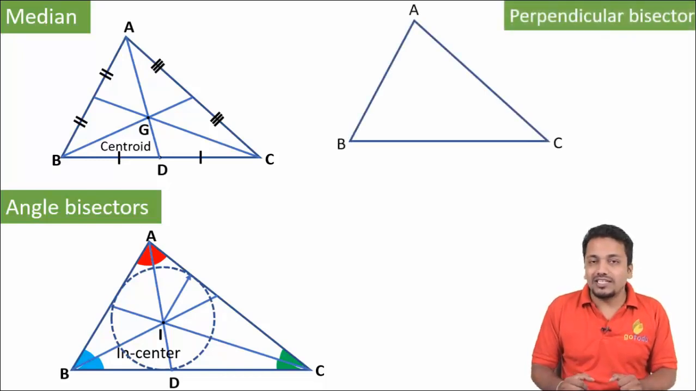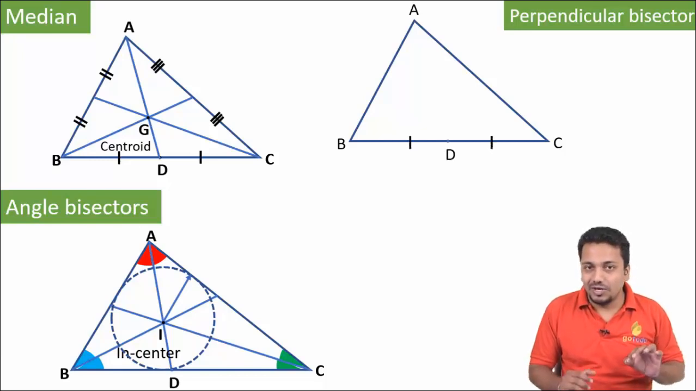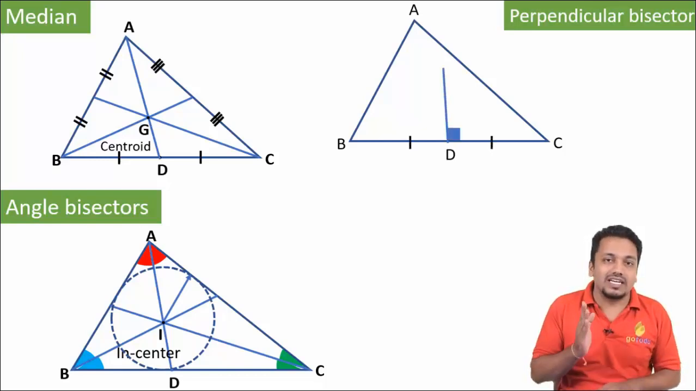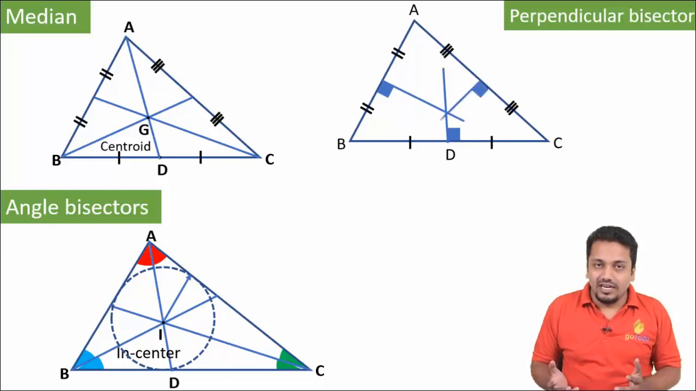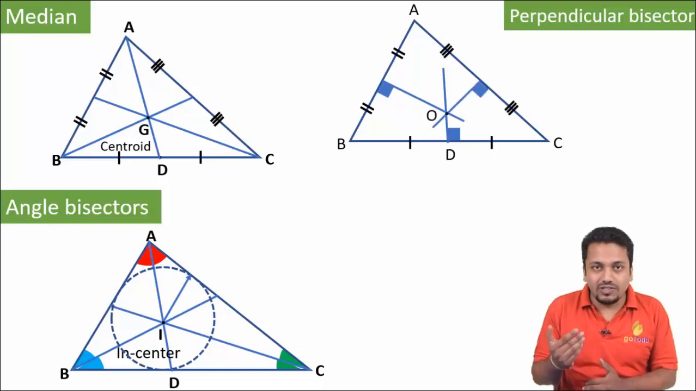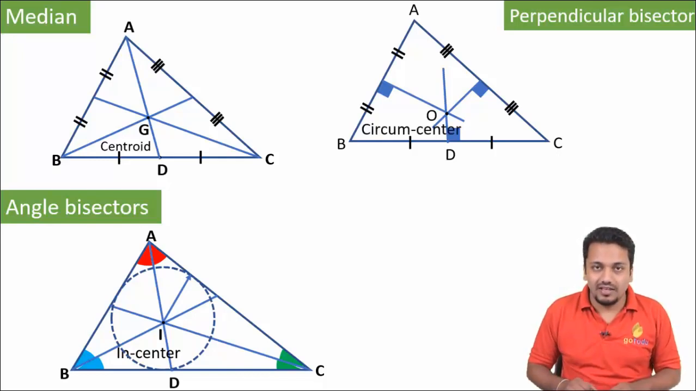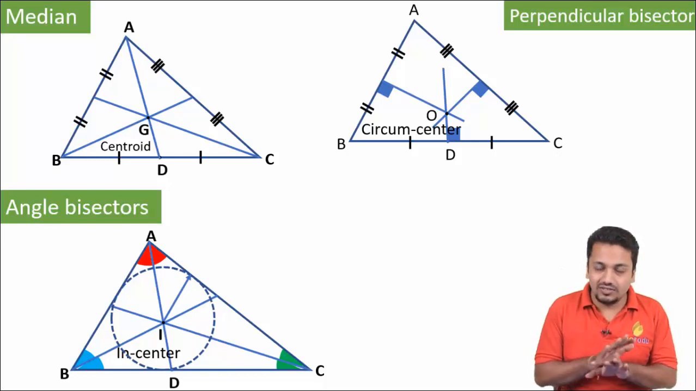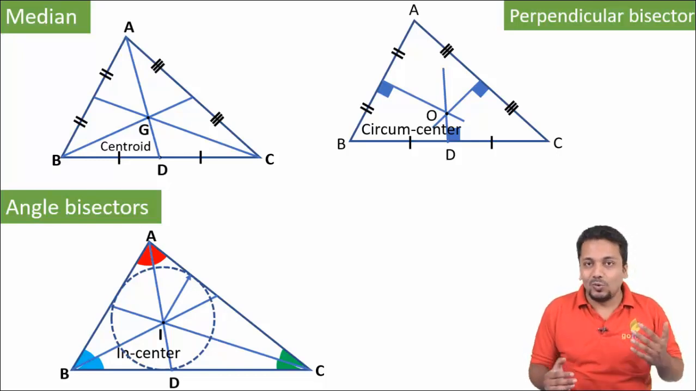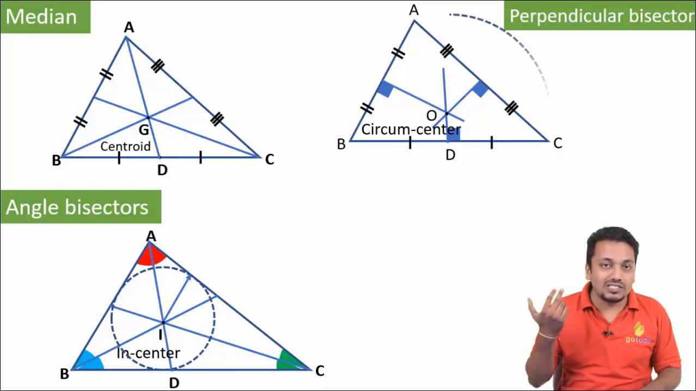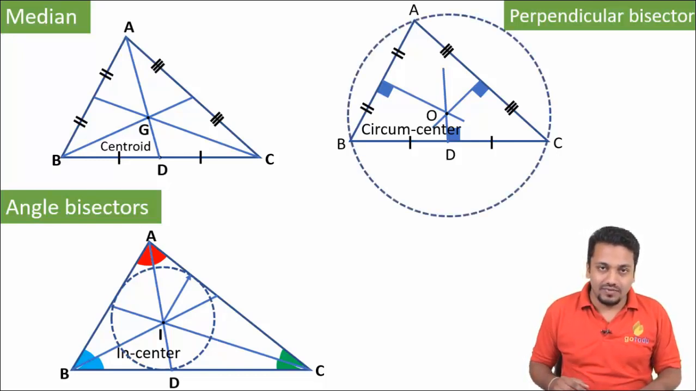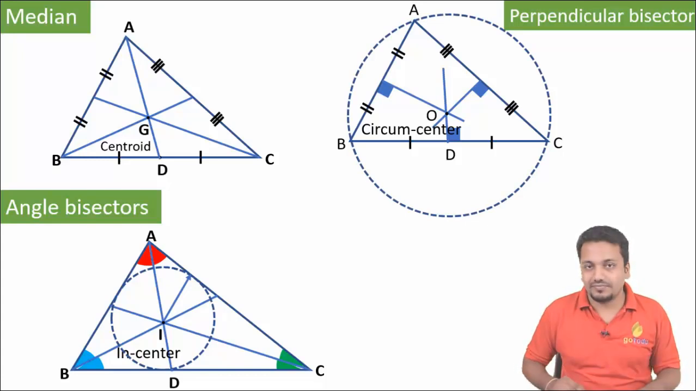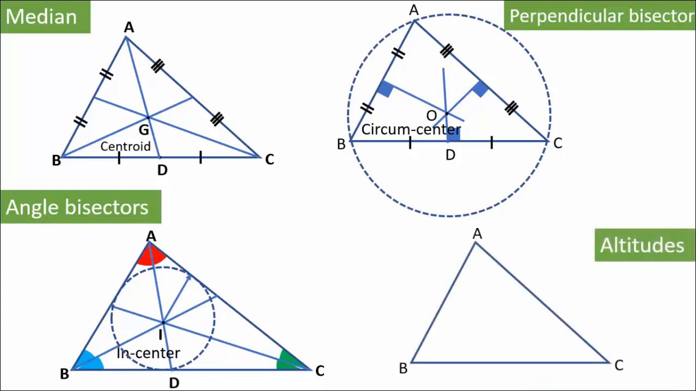Next is perpendicular bisectors. Again, the name says it all. From the midpoint of a side, draw a line perpendicular to the side itself. And O, the point of intersection of these perpendicular bisectors, is called the circumcenter. So take OA or OB or OC as radius. These all are of equal length. So take OA as radius and we can draw a circumcircle of triangle ABC.